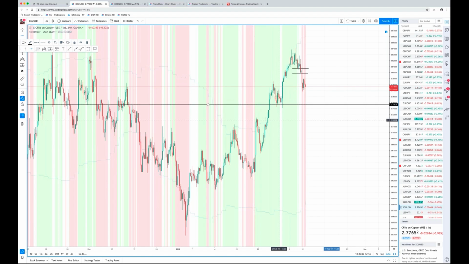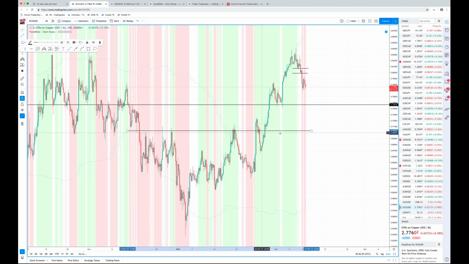What you could do, because copper can move a lot occasionally, is ask where the next area would be. This one, I would not put too much emphasis on, because it's just a single high, so that's not too important. Then you go lower. Here, this seems to be an area of importance. It's also just above this demand area here. So this might be an area to look for additional take profits.